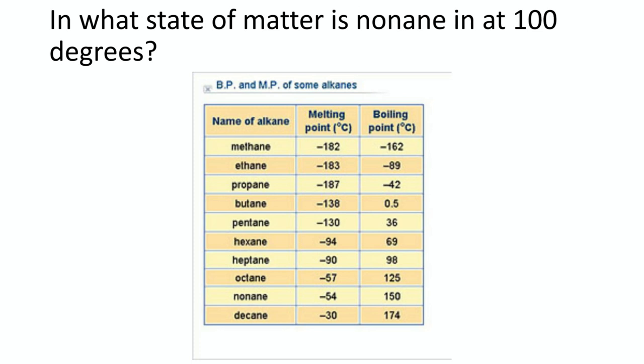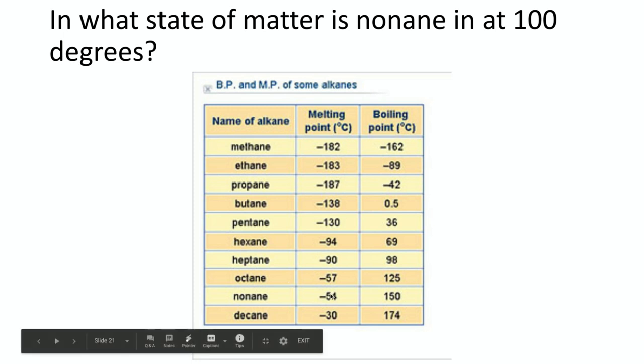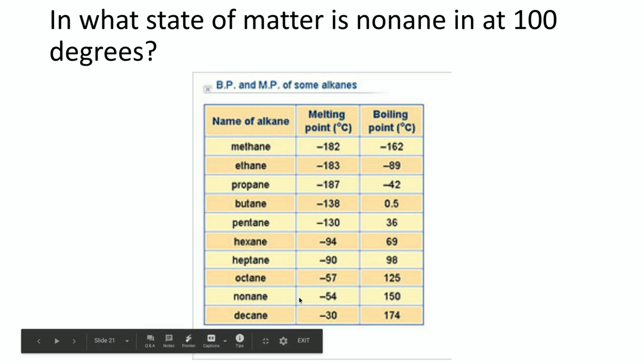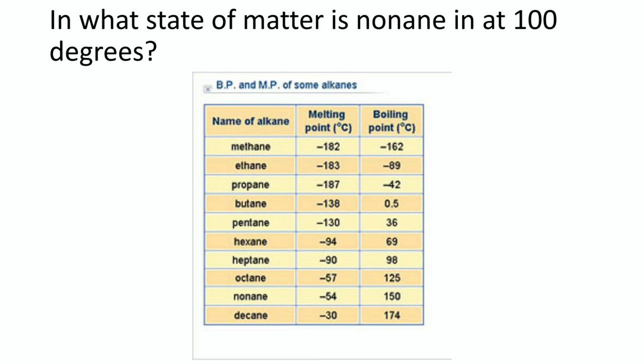All right. Nonane at 100. So here's nonane. Here's the melting point. Here's the freezing point. Is 100 less than negative 54, more than negative 54 but less than 150, or more than 150? Well, 100 is in between these two numbers, and that means that it would be a liquid.